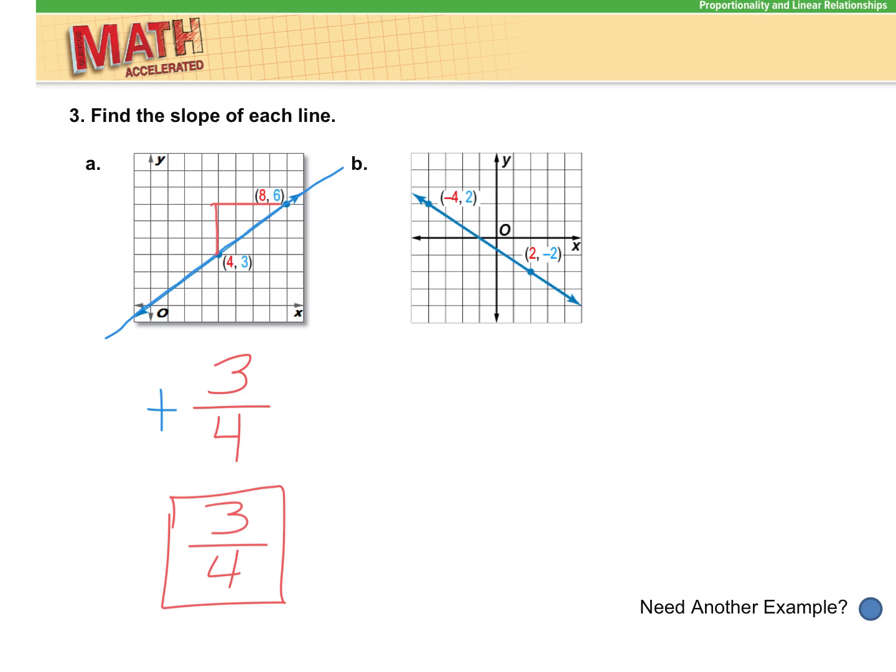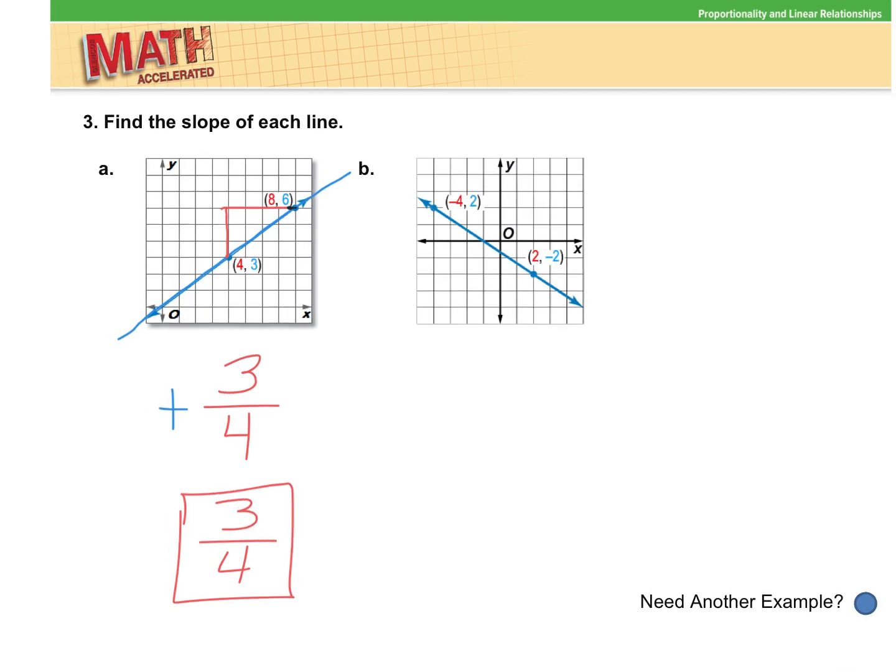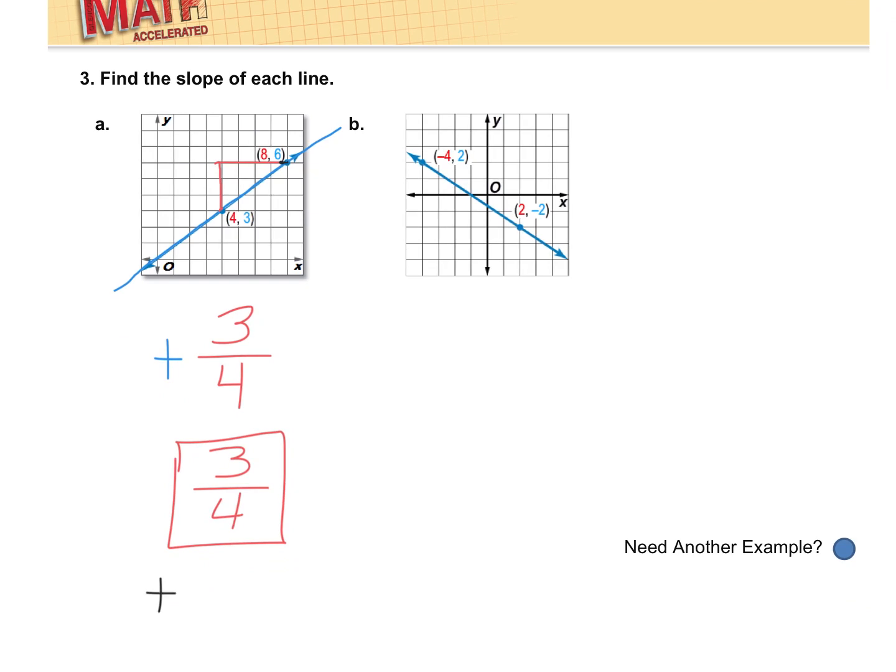Okay. Now, yes, that's our slope. What if you started at that top point, 8, 6? It'd be 4. Could I still calculate the slope? That'd be negative. No, our slope is still positive. Our line is still positive. Still read left to right.